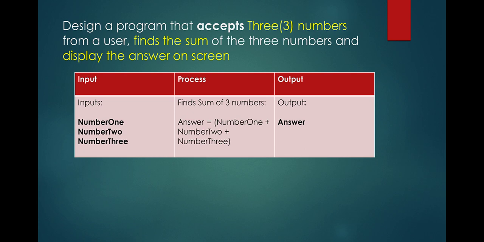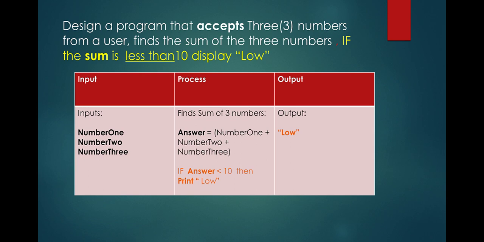Let's go to our first problem that we had. The problem was to design a program that accepts 3 numbers from a user, right? We would find the sum and then display the total as an output, right? But in this problem, we're going to look at the same problem really, but with a little twist to it. So it says to design a program that accepts 3 numbers, find the sum, and if the sum is less than 10, display low, right?